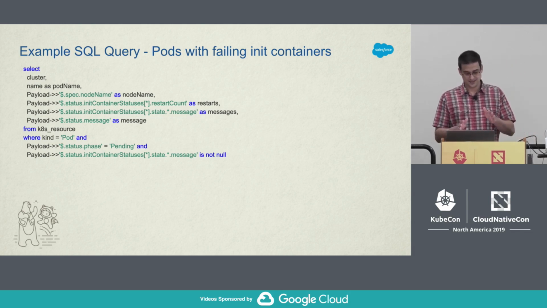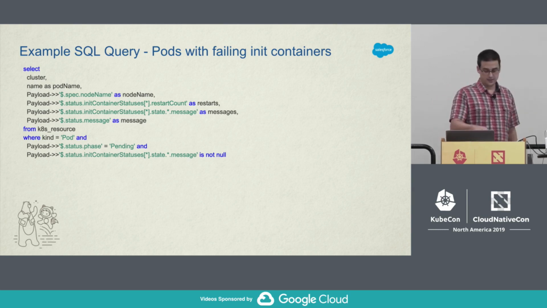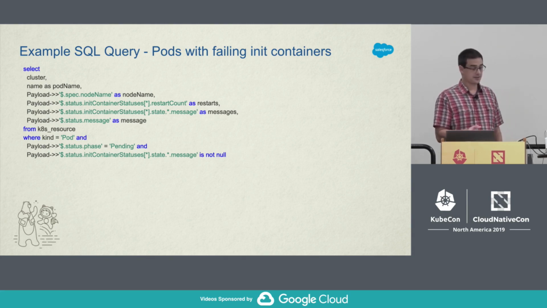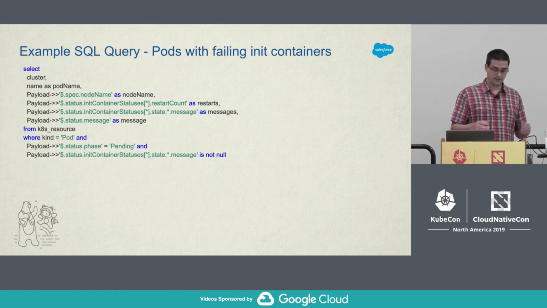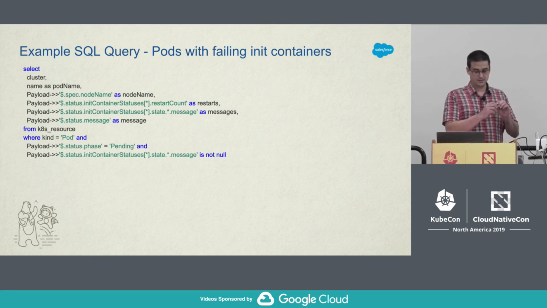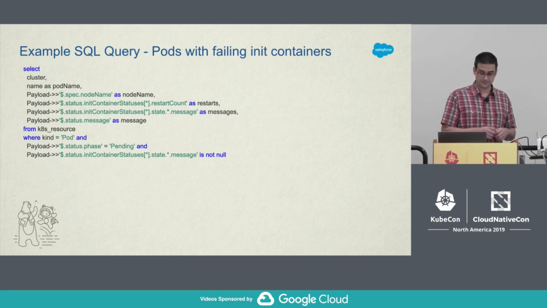This is valid MySQL syntax. This query finds all pods in all namespaces in all clusters with a phase of pending and some message on the init container. The only part that might look a little funny is where it says payload dash greater than, and that is MySQL's shorthand for JSON extract. The payload column is the Kubernetes resource in JSON format, the exact same thing you would get from kubectl get pod -o json. And on the right side is the JSON path I want to pull a value out of.